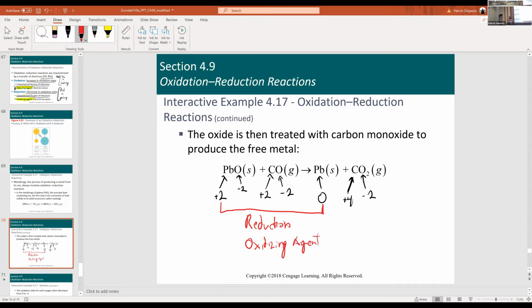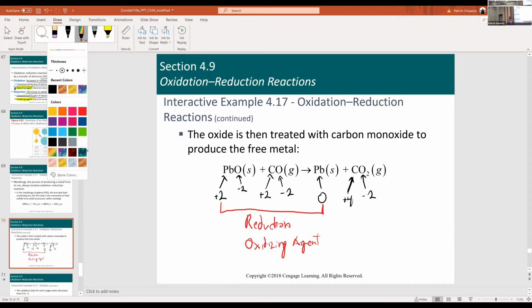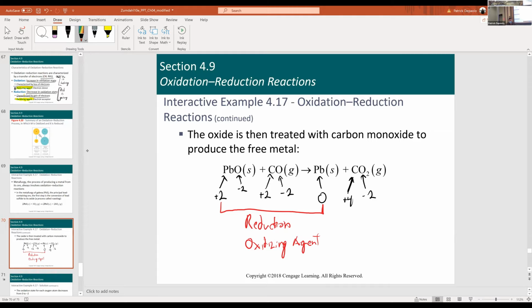And then you have the next one. We'll use rainbow. Carbon goes from +2 to +4. Carbon is increasing, therefore it's oxidized. That's cool. It's oxidized, therefore it is the reducing agent.